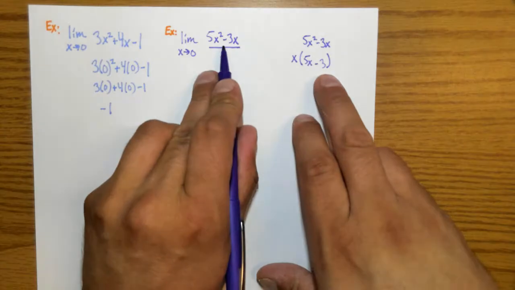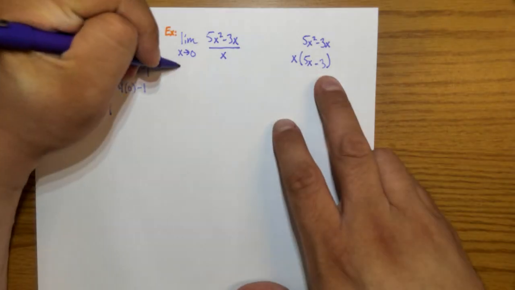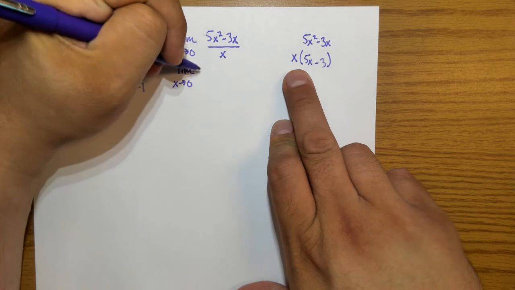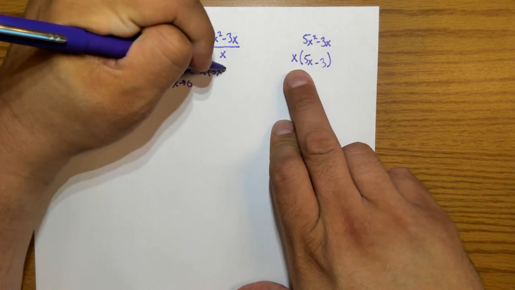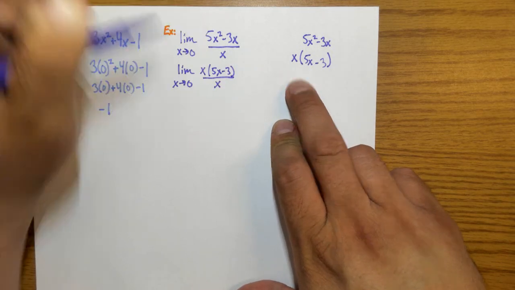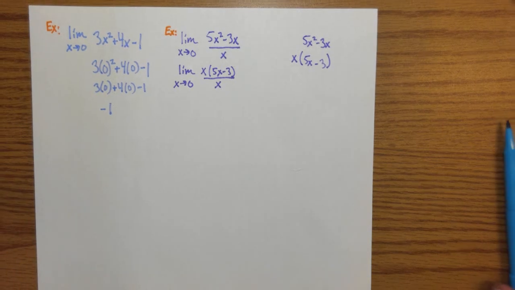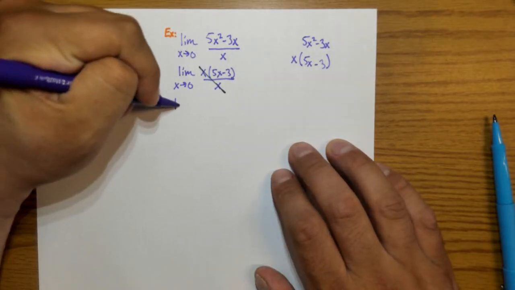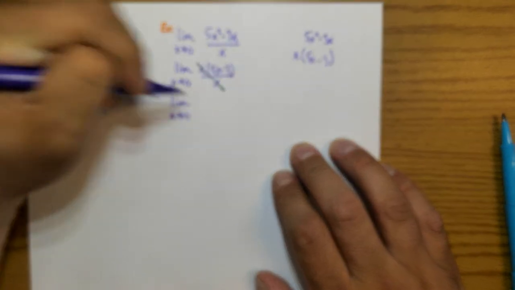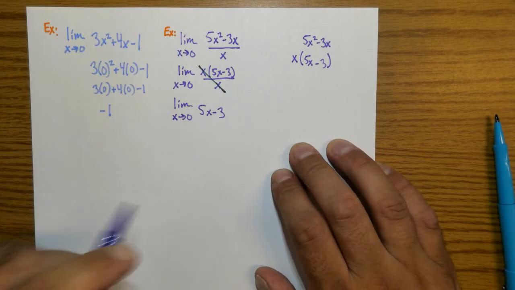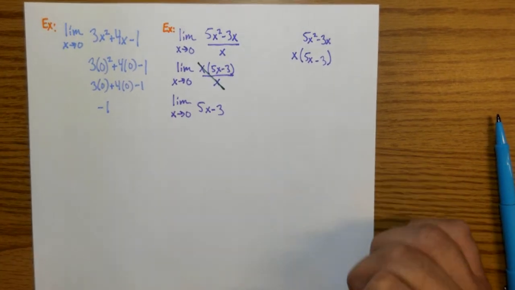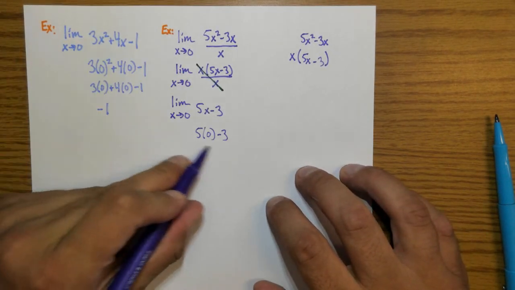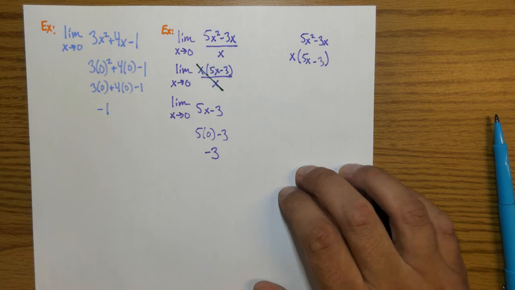So we can rewrite this thing as this. So we can say the limit, remember I need to write it because I haven't plugged anything in yet, of x times 5x minus 3, divided by x. And as you can see, we can cancel the x's out. It's a beautiful process, isn't it? So we're left with the limit as x approaches 0 of 5x minus 3. And then now we can plug in 0. So 5 times 0 minus 3, well 5 times 0 is 0, so our answer is negative 3, just like that.